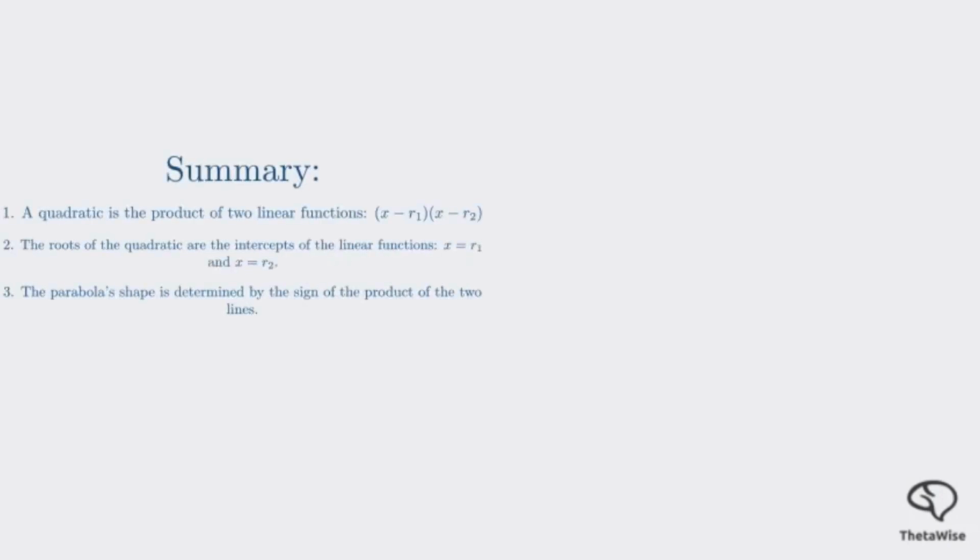Let's summarize what we've discovered today. We found that by starting with two simple lines, we can construct the graph of a parabola. The roots of the quadratic equation are the x-intercepts of the two lines we multiplied together. The shape of the parabola, whether it goes up or down between the roots, is determined by multiplying the signs of those two lines. When there are two distinct roots, the parabola crosses the axis twice. When there is one unique root, the parabola just touches the axis at that single point.